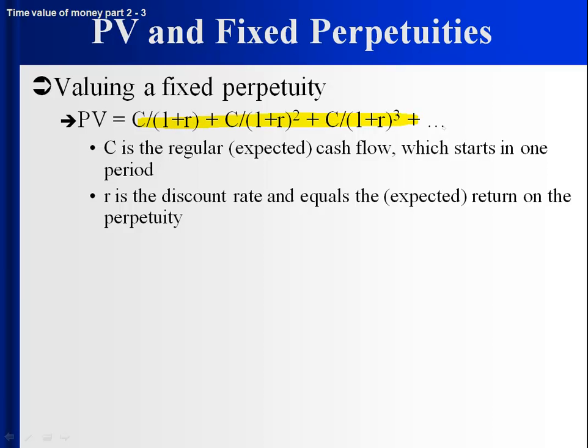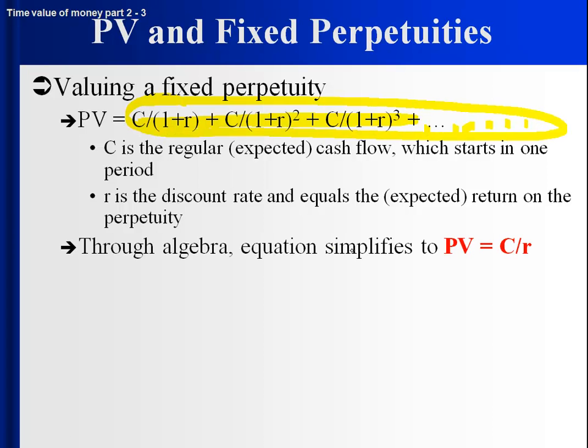Well, the problem is you can't add things up forever and ever, but through the magic and beauty of algebra, this infinite expression simplifies, and simplifies truly to that simple expression. What is the regular cash flow that starts in one period? Divide it by the discount rate, and that is what the present value is. So C over R is equal to this whole expression.